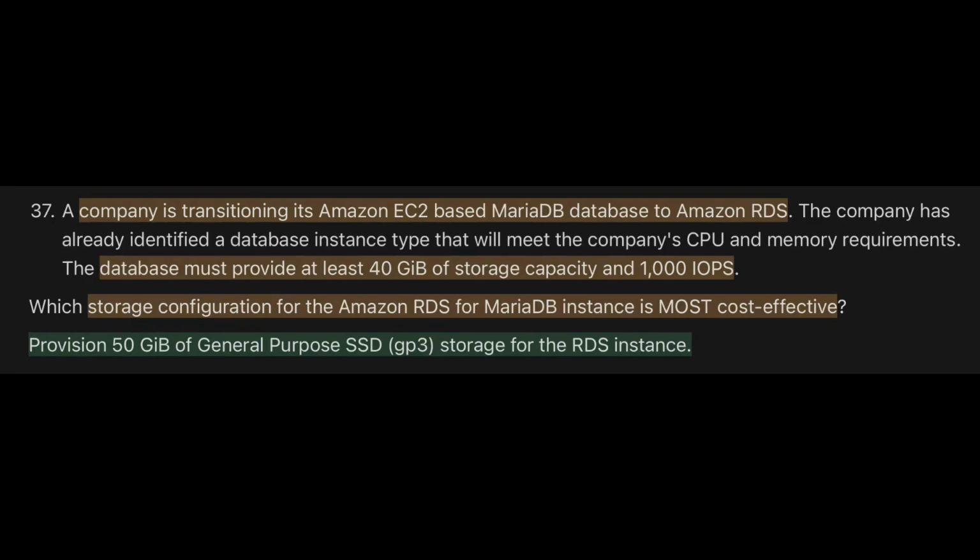And now let's say a company is transitioning its Amazon EC2 based MariaDB database to Amazon RDS, and the database must provide at least 40 gigabytes of storage capacity and 1,000 IOPS. While the storage configuration for the Amazon RDS for MariaDB instance that's the most cost-effective is to provision 50 gigabytes of General Purpose SSD (gp3) storage for the RDS instance.